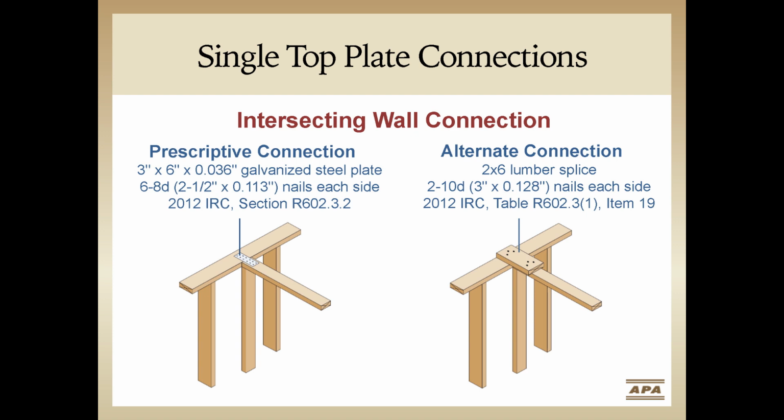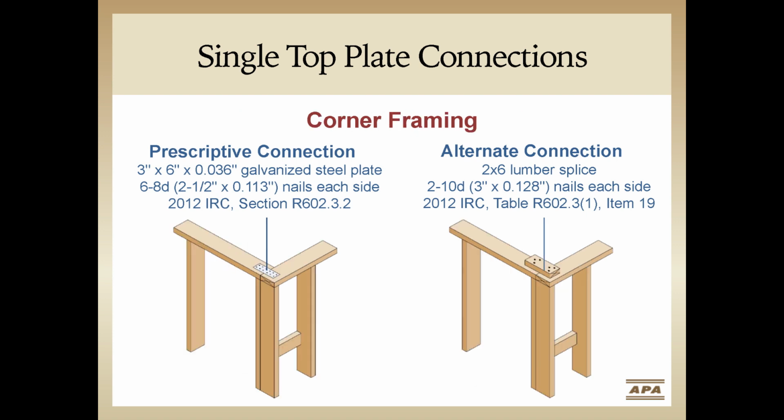Splice plates are also required at T intersections. Shown here is the code prescribed metal plate and the lumber splice alternate connection. And the same concept is true at corners. Shown here is the prescriptive metal splice plate at a corner and the use of a lumber splice. In this instance, the lumber splice would be placed on top of the plate to avoid the studs at the corner. The splice can be moved inward if necessary to avoid rafter connection.